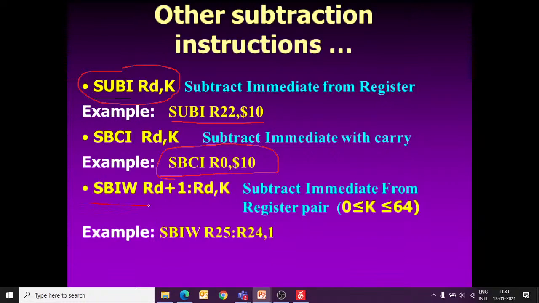And similarly, you can perform the subtraction with a register pair also. If you take register pair R25 and R24, then 1 will be subtracted from it, right? So similar to addition, you can also use a register pair with subtraction. Subtraction immediate is also available along with the subtraction of different registers.